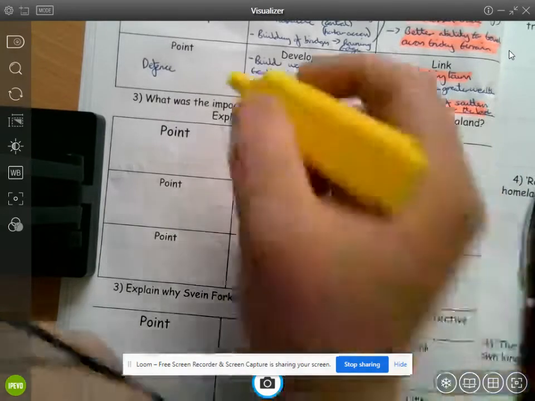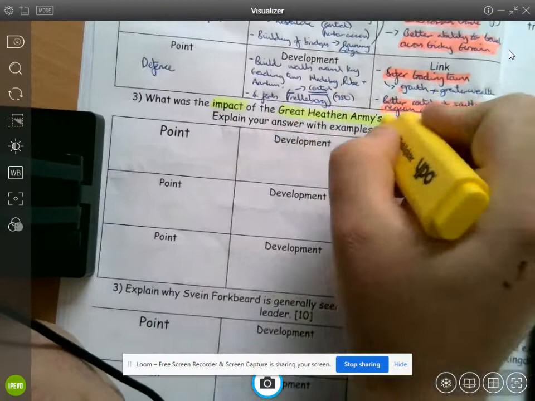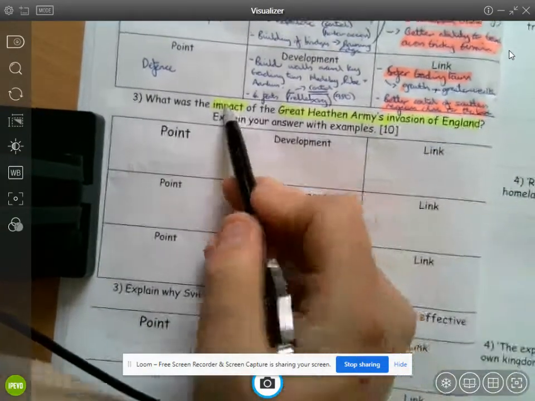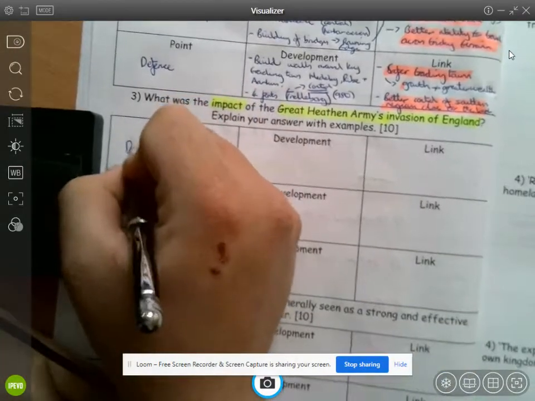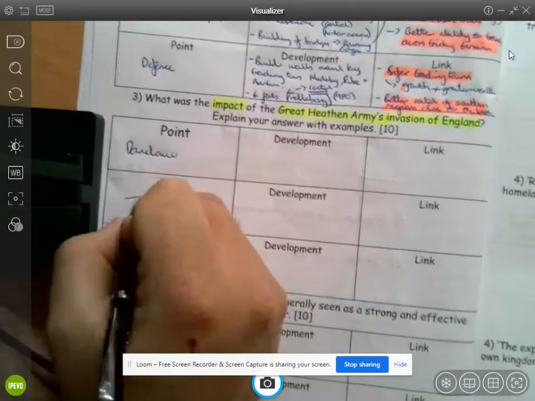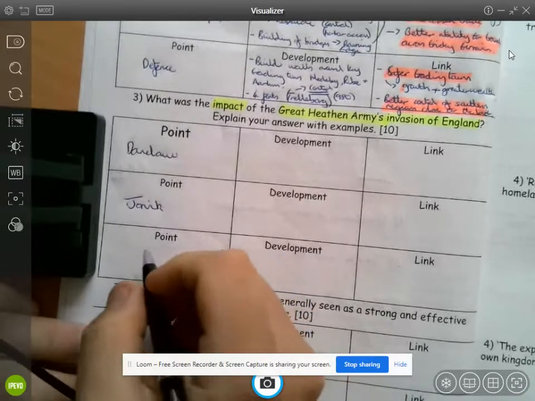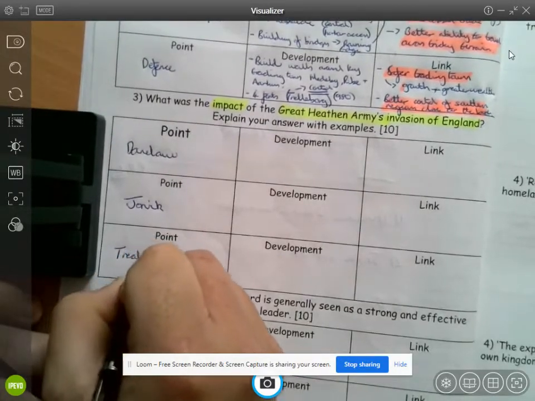Okay, so again, impact of the Great Heathen Army's invasion of England. We're linking back and talking about the impact. So our points are the Danelaw, Jorvik, and the Treaty of Wedmore, the splitting of England.